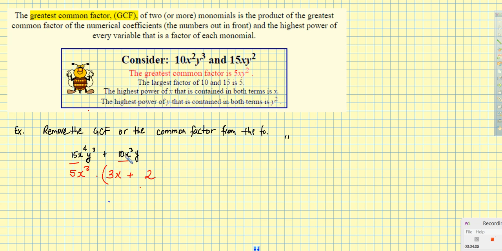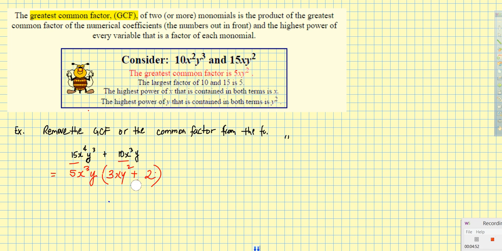And then I do the same thing with the y. What's the largest value of y that I can remove? Well, I've got a y cubed here, I've got a y there. Therefore, the largest value of y I can remove is y. So y cubed divided by y gives me a y squared in the first term. And then y divided by y will just give me 1. So my final answer would turn out to be 5x cubed y times, in parentheses, 3xy squared plus 2.